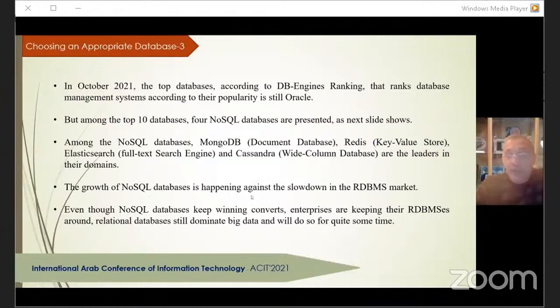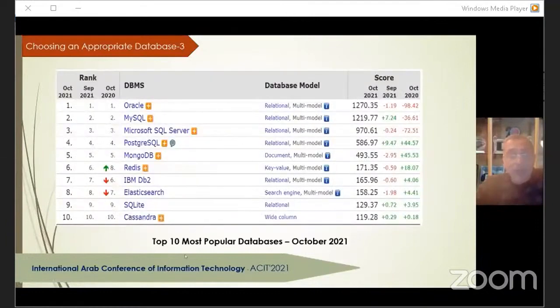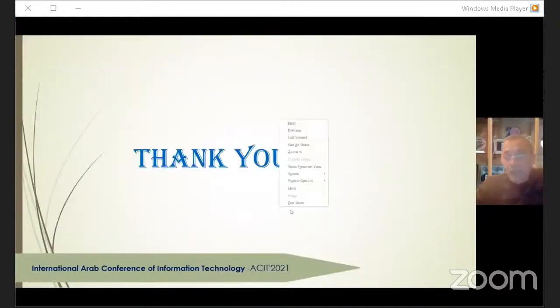The growth of NoSQL databases is happening against the slowing of the relational database model. Even though NoSQL databases keep winning, enterprises are keeping their relational databases around. Relational databases are still dominant and will be for quite some time. And this is the graph that shows the most popular databases. As we see, MongoDB, Redis, Elasticsearch, and Cassandra are among those top databases. Thank you.